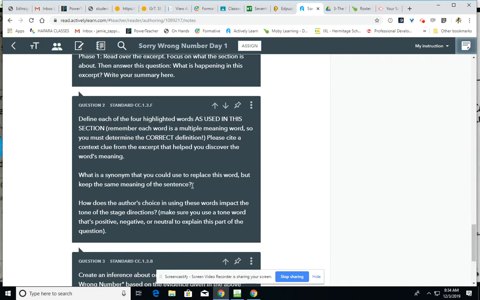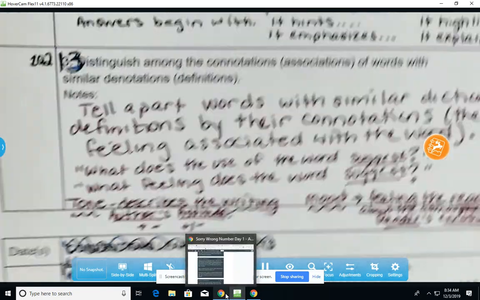But we're not going to stop there. We're going to also look at how those words can actually help to connect and impact the tone of the stage directions. So as we look at the word choice, I want you to think about how the words used do impact the tone of the piece. That ties in to learning target number 13.